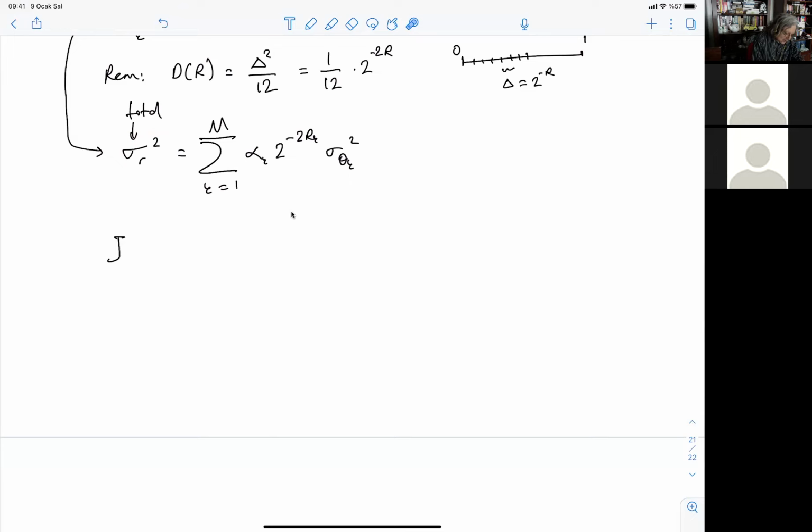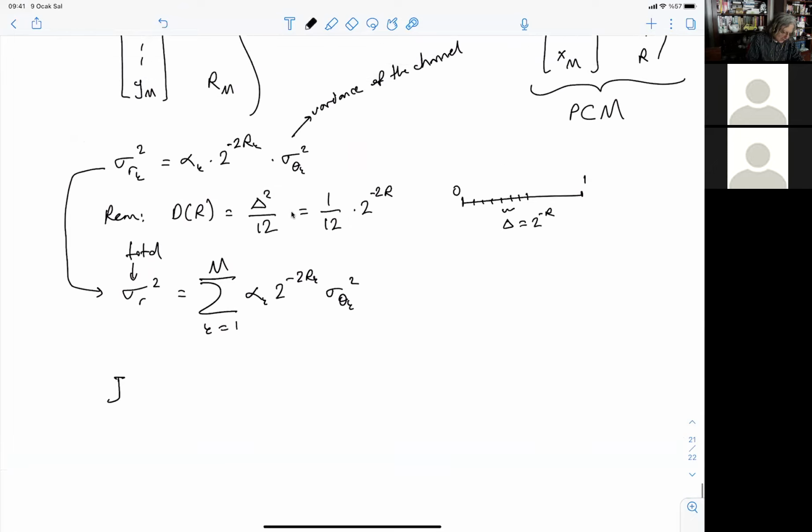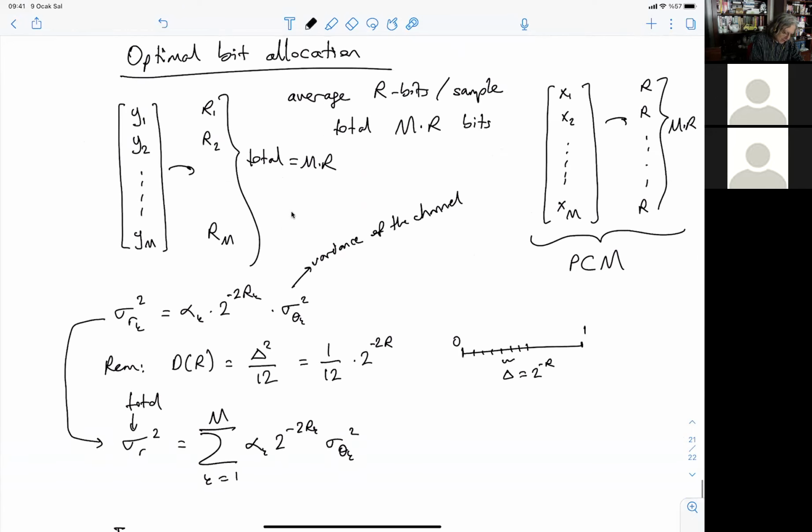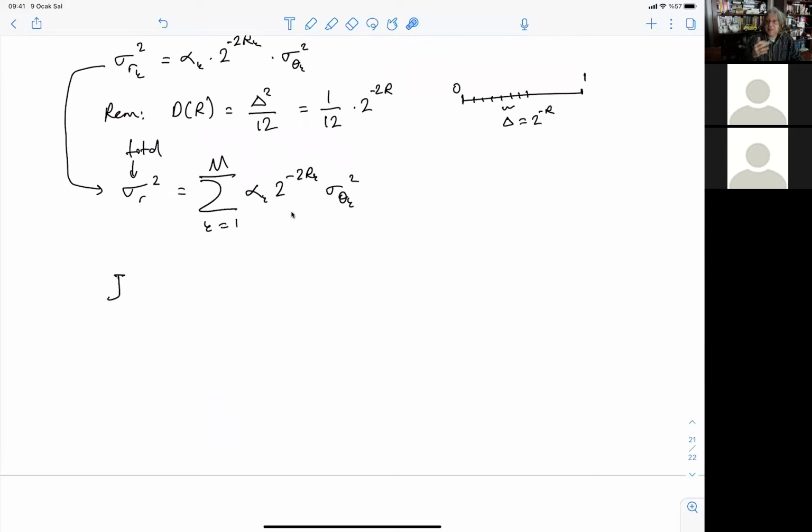But that is only part of the truth, because we have another constraint. The other constraint is we have a total of m times r bits. So you cannot say rk is equal to infinity, because otherwise their summation will be infinity. Their summation will not be equal to m times r. So we have to take that into account and make it a constraint. So the total thing will be a constrained optimization, like alpha times the summation over k from 1 to m, so I'm writing the sigma r square, alpha was already taken out of the summation, 2 to the minus 2rk sigma theta k square. So this much is the one that we are trying to minimize.